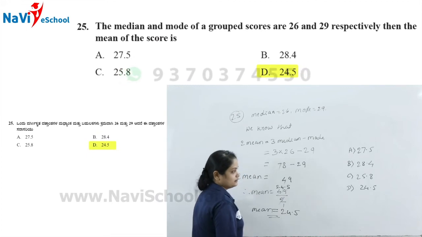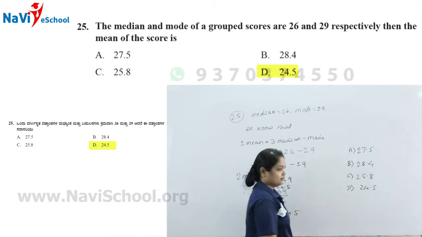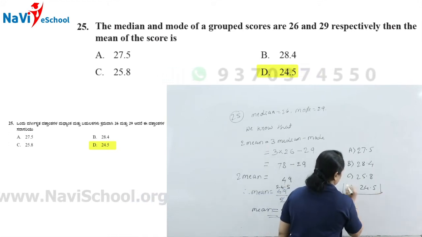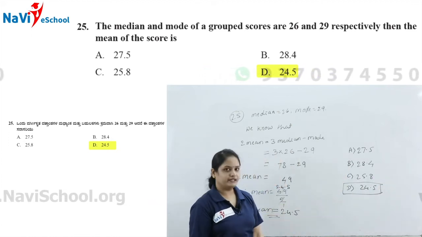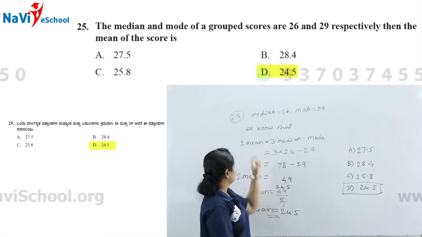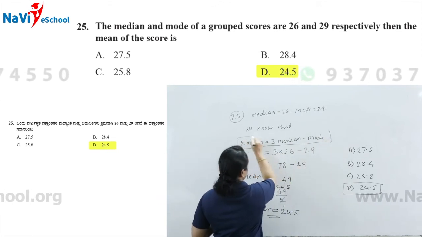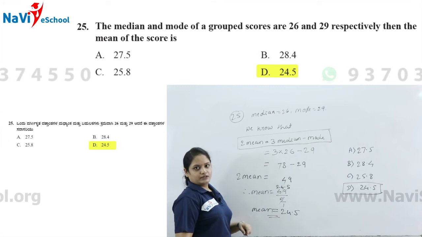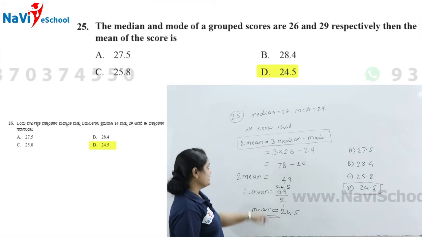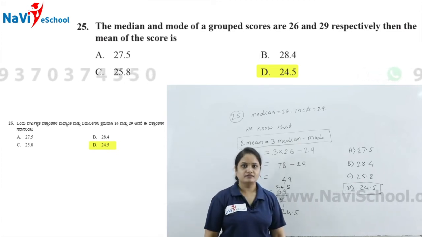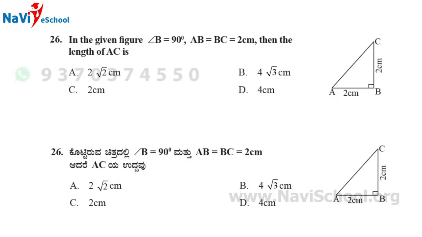This is our answer, and check in the options. Answer D. See, option D is our answer. Got it, children? How it came? Remember this formula: 2 mean is equal to 3 median minus mode. If you apply this formula, then it will be easy for you to find out the mean. Okay? Have you understood this? Good. Next, question number 26.